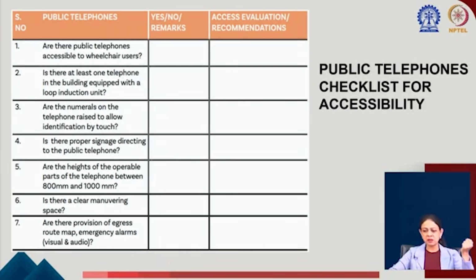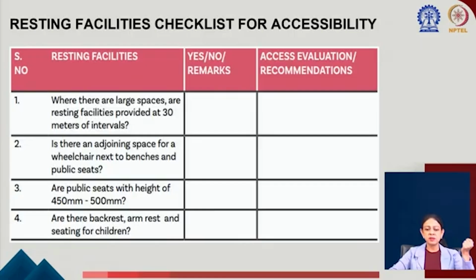Public telephones, yeah. It's there, though we are becoming less dependent on this. Resting facility checklist. It is important that you have the chair anthropometry correct, but other than that, whether you have adequate resting spaces at a proper interval, because if an elderly person is moving, after a few meters of walk, they might need to sit for a while. So do we have provision for those? Are there backrest, armrest and everything, because they need a comfortable place to sit.